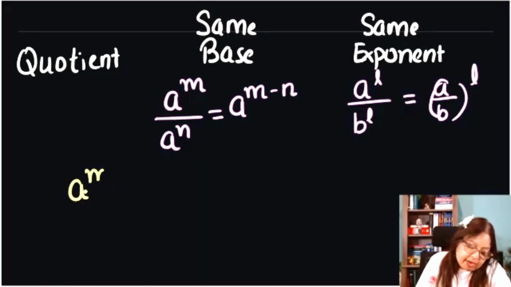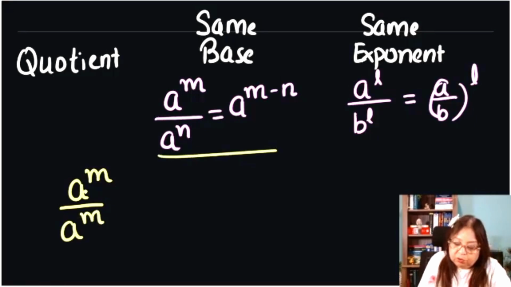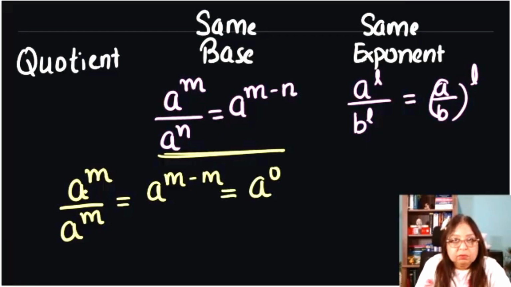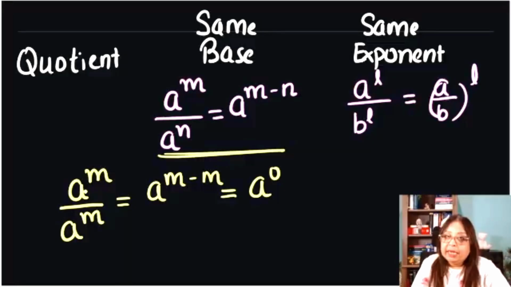Now, I want to show you something very, very important here. Let's say you have a to the power m, and we are going to divide it by a to the power m. Then using this rule over here, what do we get? A to the power m minus m. What does that give you? A to the power 0. So we show that a to the power m divided by a to the power m is equal to a to the power 0.